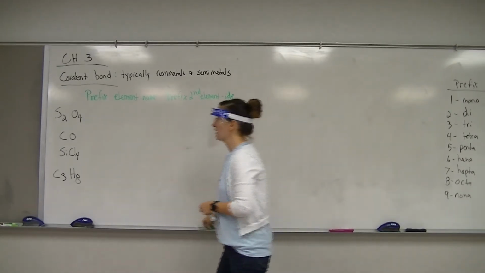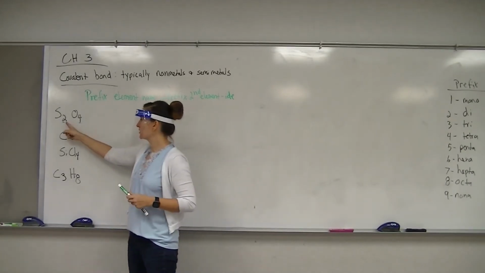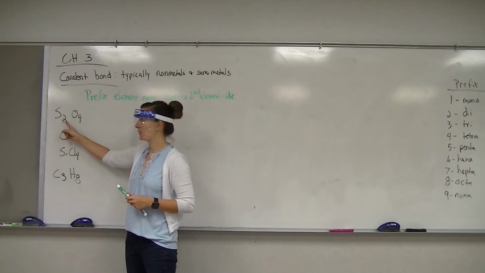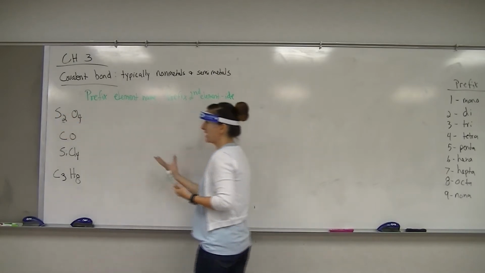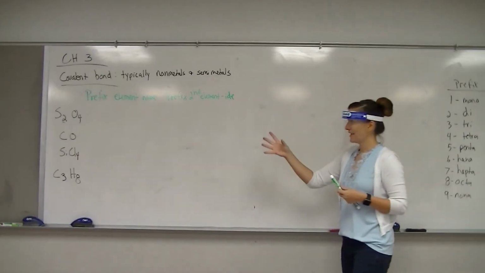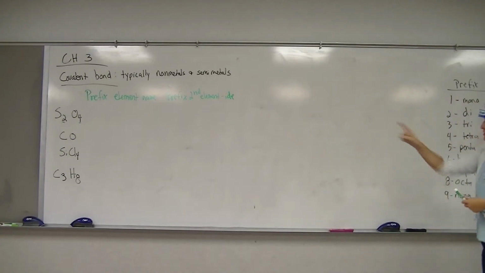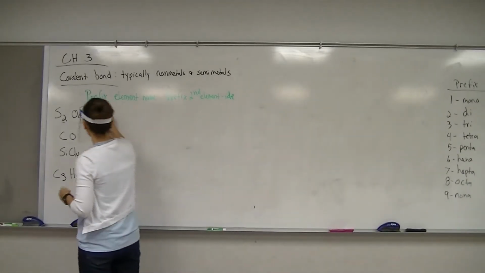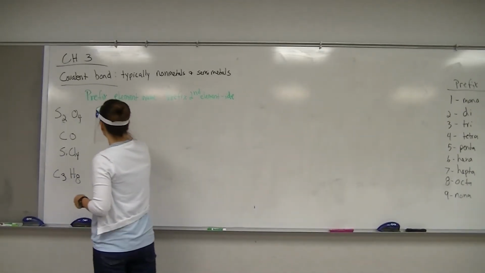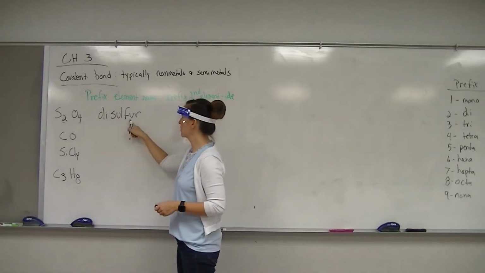What are those prefixes for? These numbers here, the subscripts. Remember, these numbers tell us how many atoms of that element are present. So there are 2 sulfurs and 4 oxygens. When I'm naming this compound, I indicate how many of each atom by using the prefixes. So for sulfur, there's 2 of them, so I'm going to start by writing di. Di what? Disulfur. I'm saying there are 2 sulfurs.